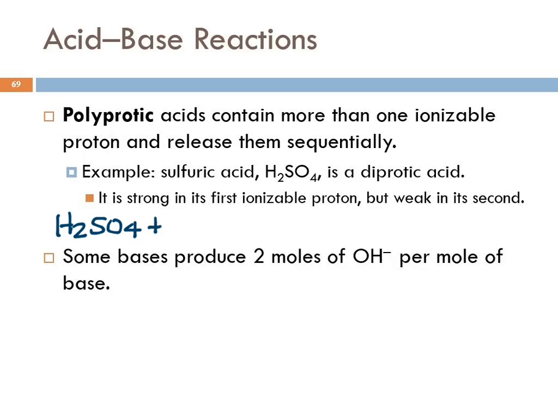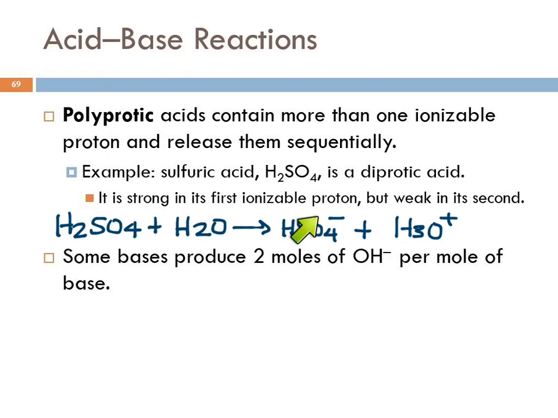So if we're going to be complete about this, we'll write plus water, and this will go to HSO4- plus H3O+. That's the first proton being released. So one proton is released and goes on to the water molecule. That's what makes it an acid. And I wrote this as a single arrow because this goes pretty much completely. That's the strong acid. It's weak in its second.